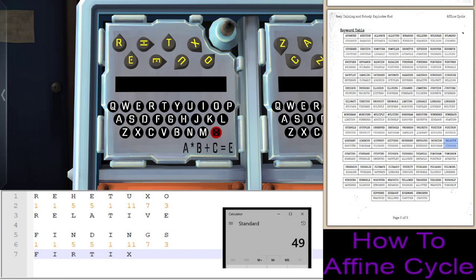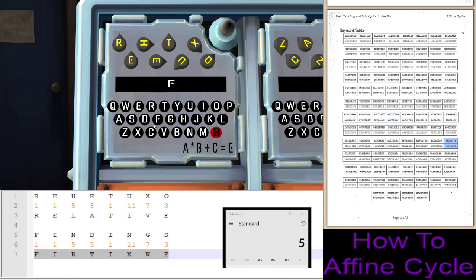G is 7 times 7. 49. Too big. Subtract 26. We get 23. That's a W. And last up, S. Whoops. S is 19 times the 3. Too big, so we subtract 26. We get an E, and then that is our answer that we're going to give to our diffuser.